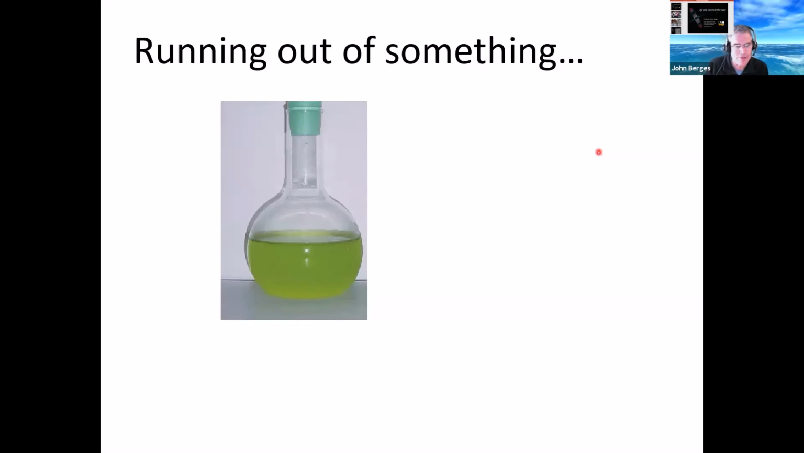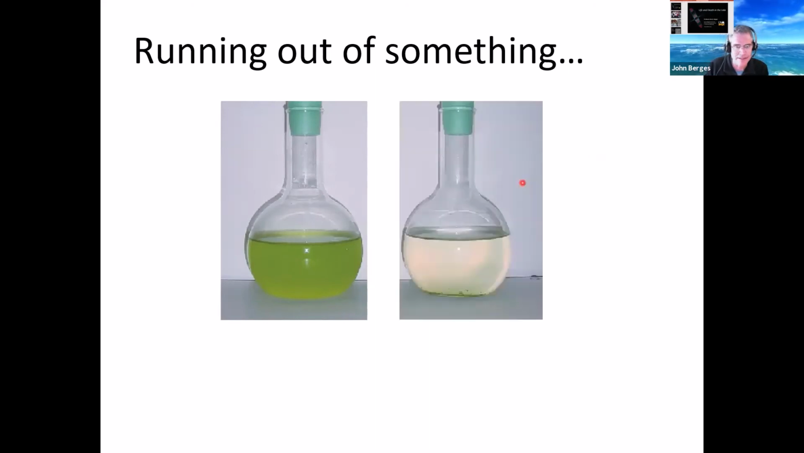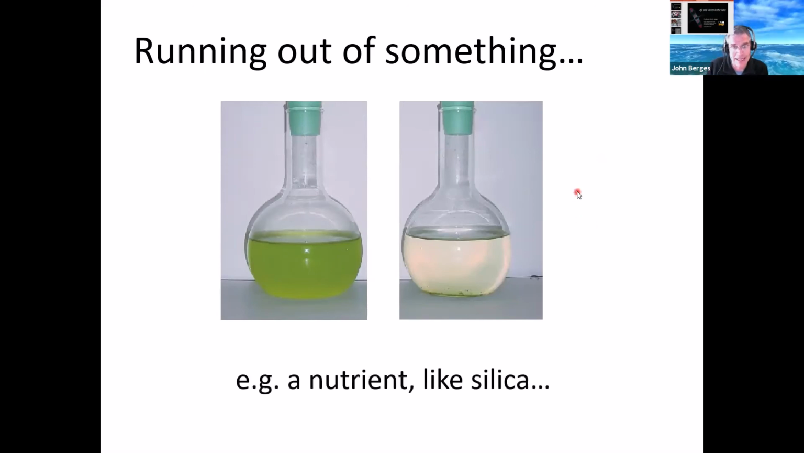Okay, last thing I want to talk about then, running out of something. So here is a happy, healthy culture growing along nice and green. And if I run it out of a nutrient, this happens, it dies. So it would be immortal, but now I've run it out of something and here it's died. And typically the things it runs out of could be light, could be nutrients like the silica. So how do I study this? Well, it would be nice if I could measure silica in the cells. How could I measure silica in the cells? I'm going to show you one of my students measuring silica in the cells.